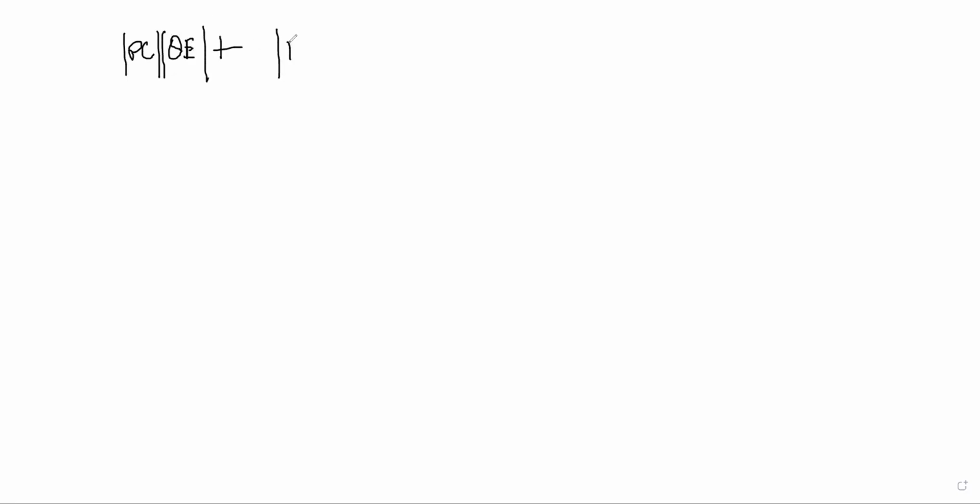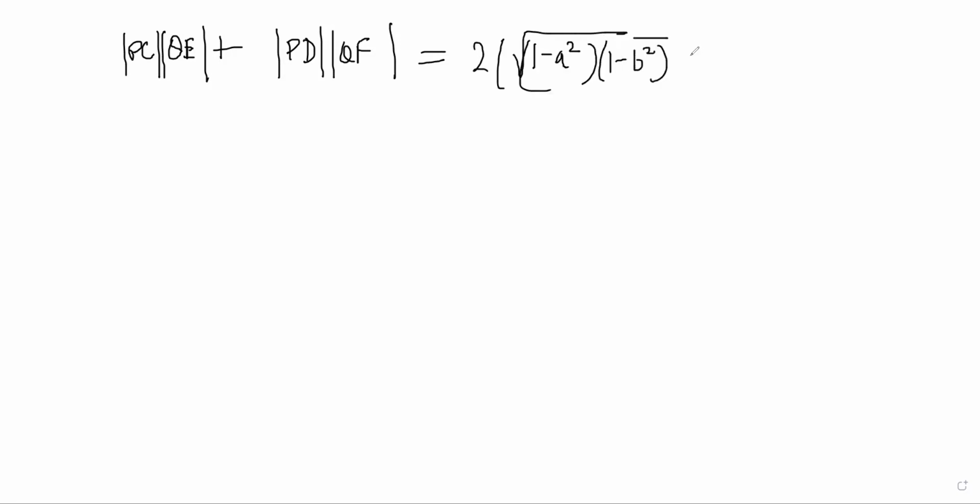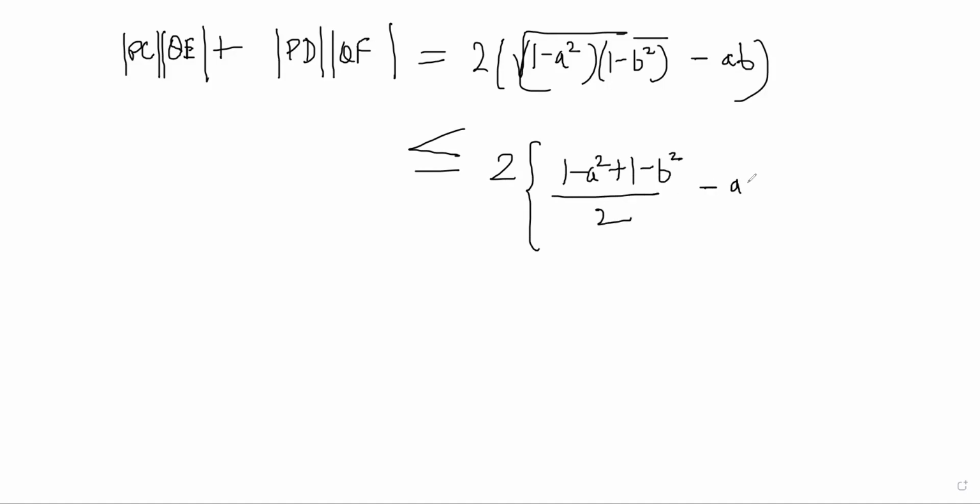plus PDQF is equal to twice of root over 1 minus a square 1 minus b square minus ab, right? Now by AMGM this root is less than or equal to 1 minus a square plus 1 minus b square by 2 minus ab. Here we are using AMGM inequality on this radical terms, right?